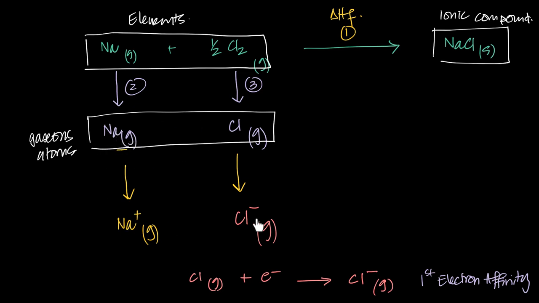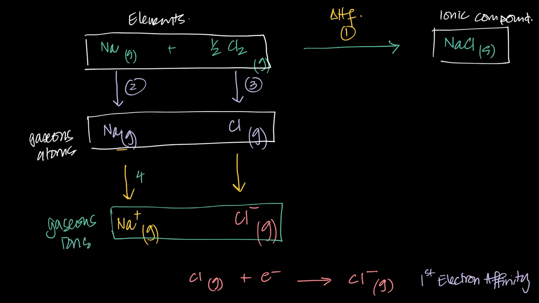And then from gaseous atoms, you can go to oppositely charged gaseous ions. Basically, the third box is the middle one. In this case, they become gaseous ions. In that, reaction number 4 is first ionization energy. So I'll write this as first ionization energy is reaction number 4. And reaction number 5 is, in fact, first electron affinity. Yeah, that's what we have. Now, so elements to gaseous atoms to gaseous ions to an ionic compound.